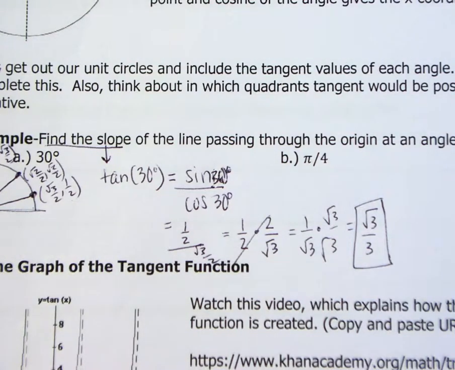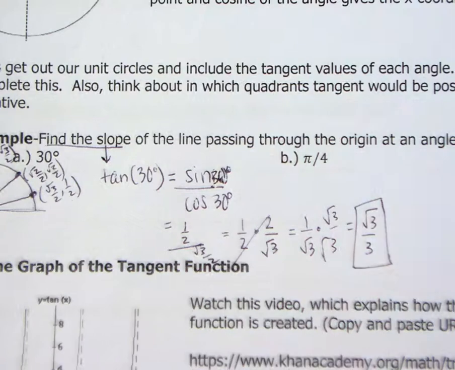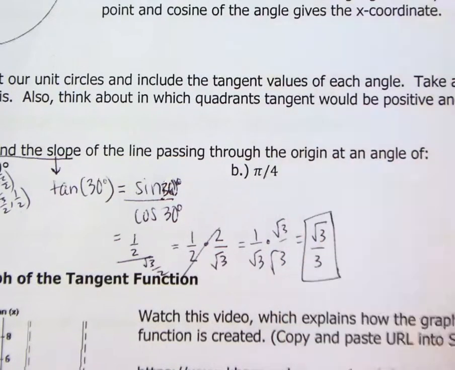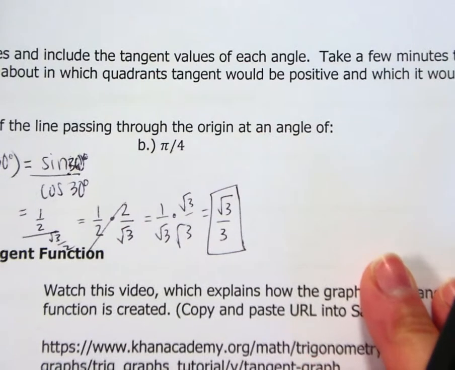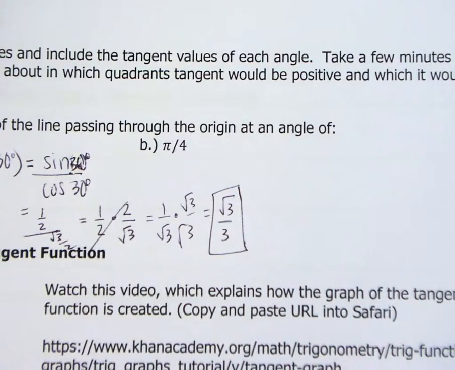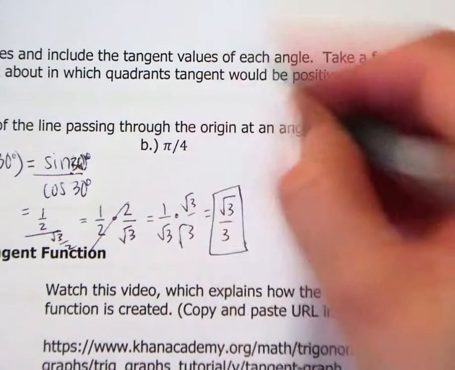Other questions before we do the other example? All right, so now I want the slope of the line passing through the origin at an angle of pi/4 radians. So I'm trying to get you guys to know your degree-radian conversions for those angles on your unit circle. Do you know what pi/4 is? 45 degrees. Okay, so a quick way that I think about pi/4: if you know that pi/2 is 90, halfway between 0 and pi/2 would be pi/4. That has to be 4. I don't know, makes sense to me.